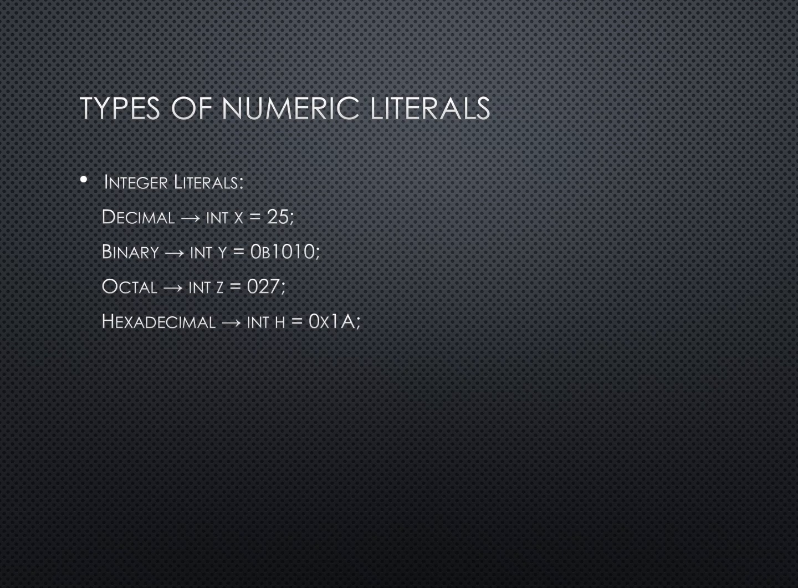equals 10. Octal literals, written with a leading 0, like int z equal to 027, which equals 23 in decimal. Hexadecimal literals, written with prefix 0x, such as int h equal to 0x1a, which equals 26 in decimal. This flexibility is very useful when working with different number systems.